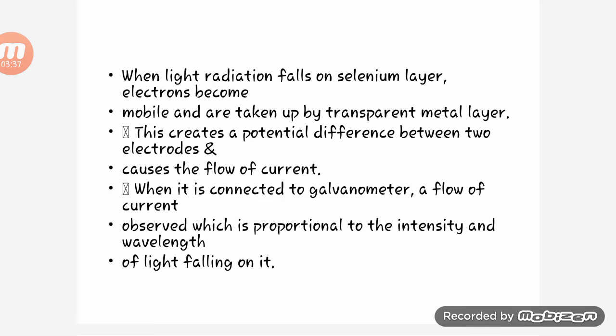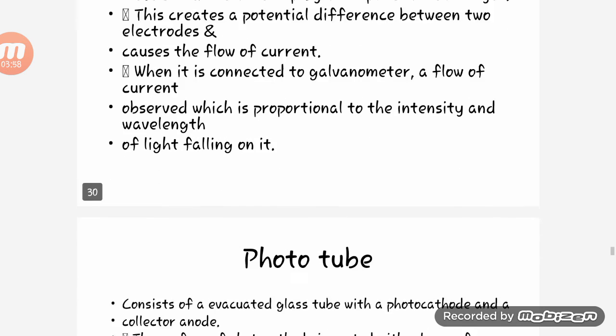layer, electrons become mobile and are taken up by the transparent metal layer. This creates a potential difference between the two electrodes and causes the flow of current. When it is connected to a galvanometer, a flow of current is observed which is proportional to the intensity and wavelength of light falling on it.